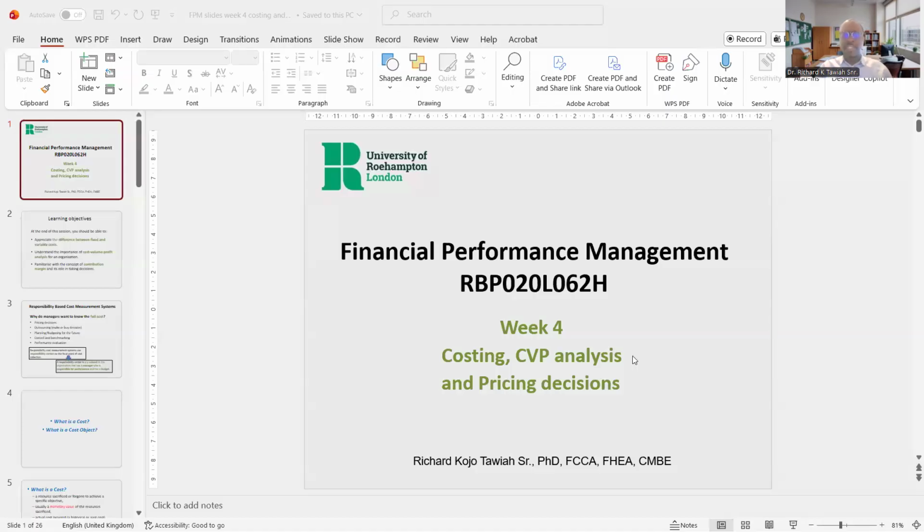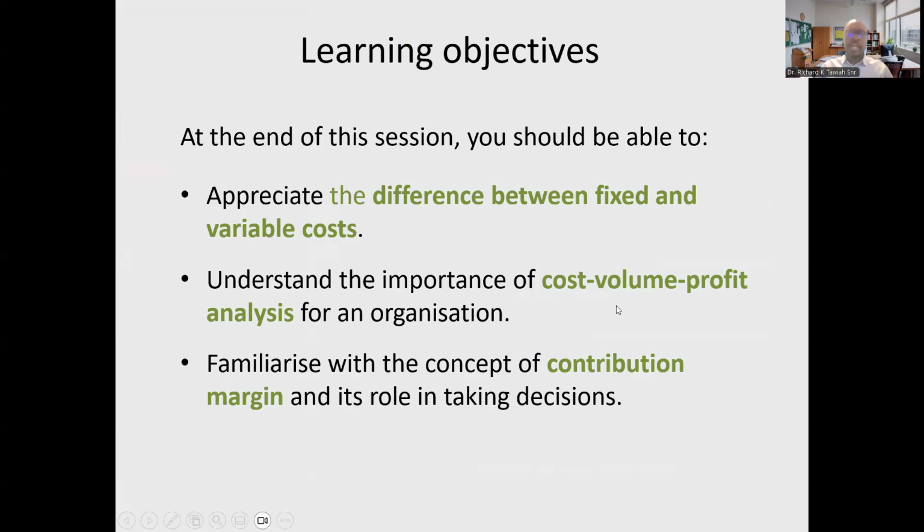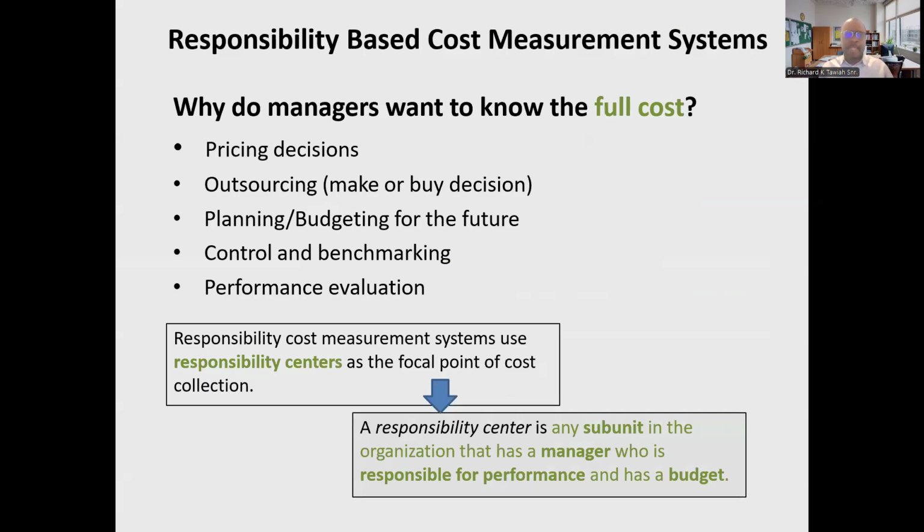So more on a broader term, the costing, the CVP analysis, and the pricing decisions corporations undertake in their work. All right, let's move on and see. At the end of the day, you want to appreciate the difference between fixed and variable costs. Also understand the importance of cost volume profit analysis for any organization. And familiarize yourself with the concept of contribution margin and the role it plays. What is contribution margin? This is the typical management accounting term. It's more like a profit. It's like gross profit, to be precise.